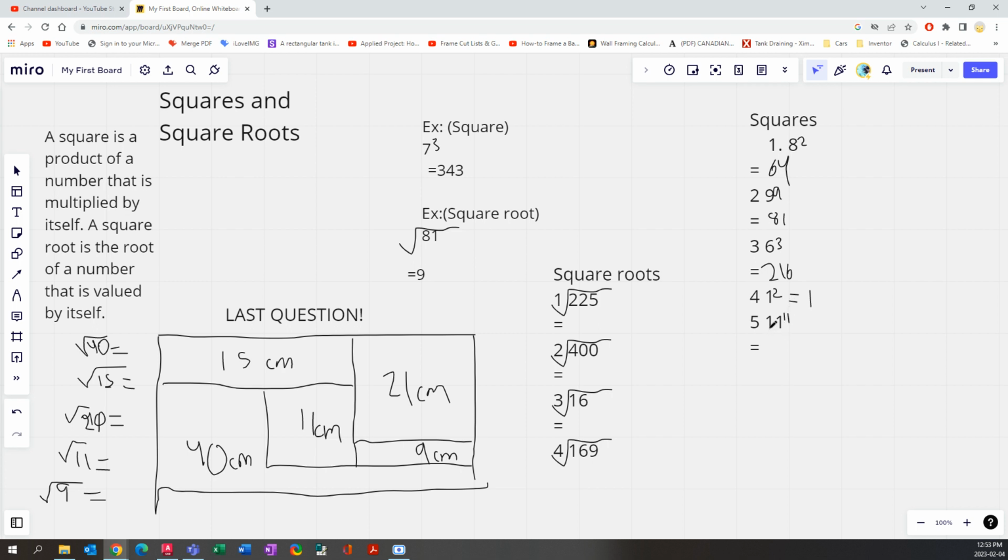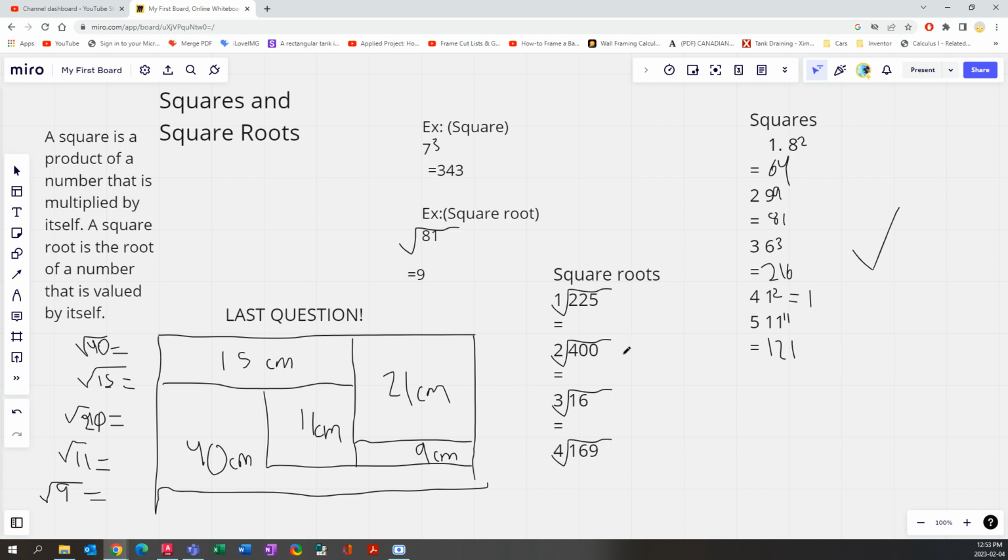For number 5, we have 11 to the power of 11. What do you guys think the answer would be? If you guys think it's 121, that is correct. You guys are super smart. Good job, guys. Let's go on to square roots.